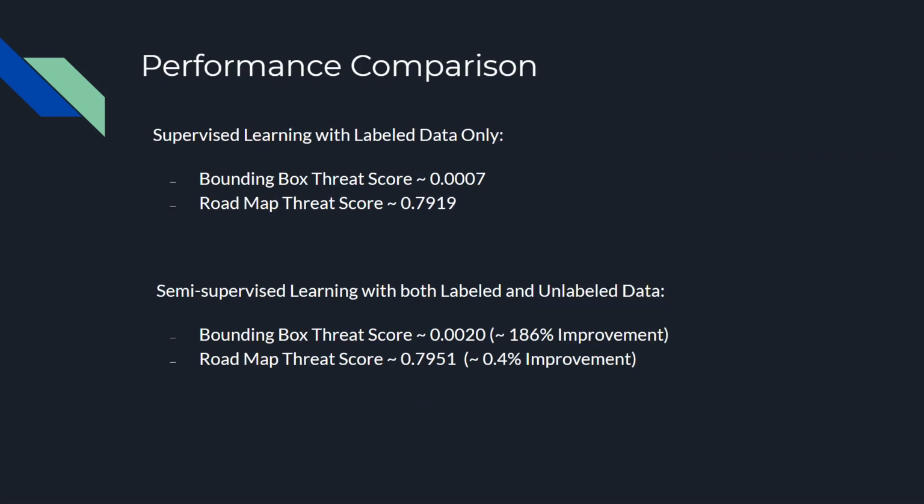We have trained our model in both supervised and semi-supervised ways. As you can see, in both cases, our models manage to generate pretty good roadmap approximation, but both struggle to achieve a good bounding box approximation. The improvement of semi-supervised learning in the bounding box model is significant, about 186%. However, for the roadmap approximation, we have only a 0.4% boost in performance.